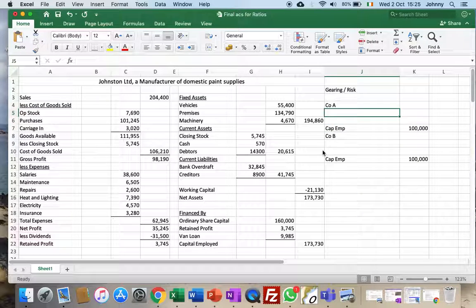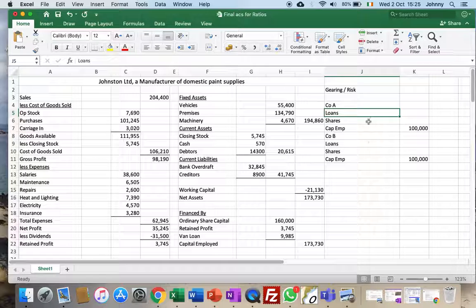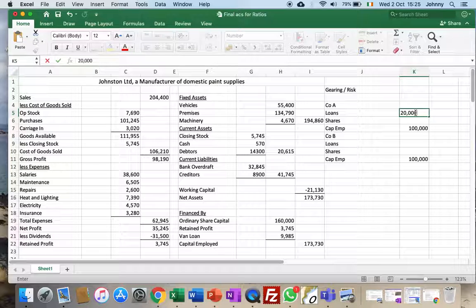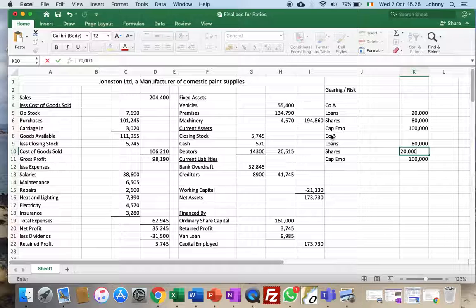Now, let's say company A got their money from loans and from shares, and company B did something similar. Company A decided to borrow 20,000 in loans, and the shares must have been 80,000. Company B did something very different. Company B decided to borrow lots, so they borrowed 80,000, and they got 20,000 invested by shareholders.